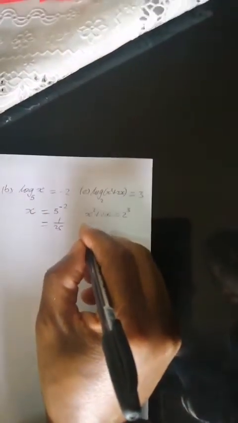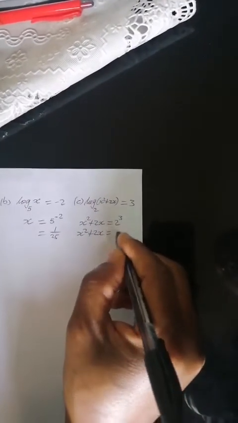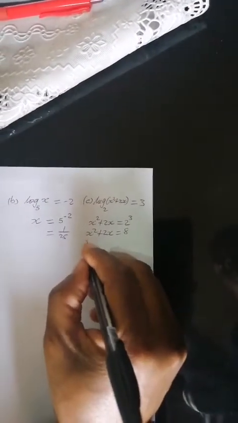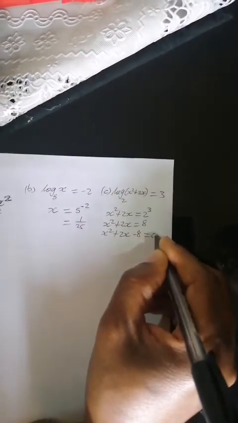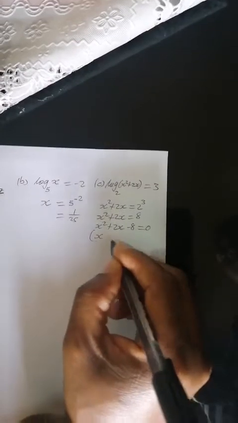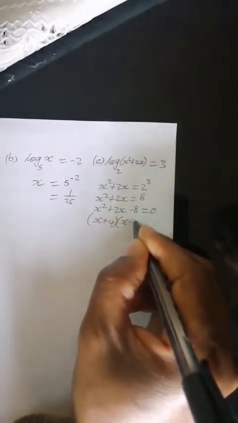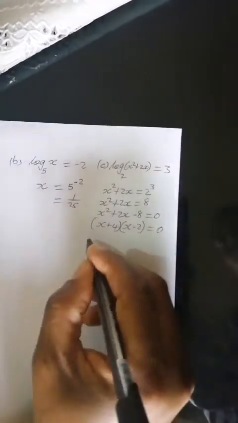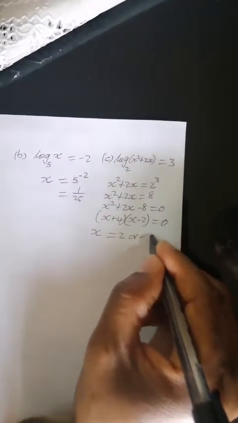Now this is x squared plus 2x is equal to 8. So x squared plus 2x minus 8 is equal to 0. So it's x plus 4 into x minus 2 is equal to 0. So our x is equal to 2 or minus 4. We have solved for x.